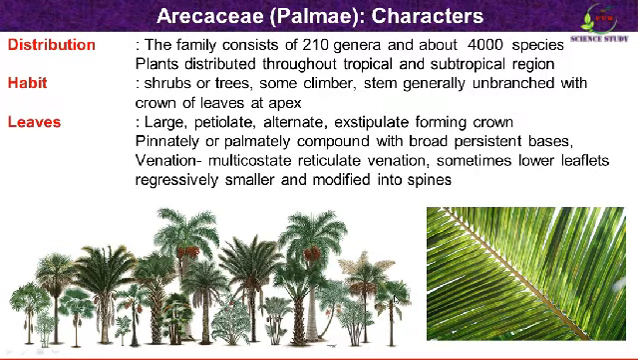Then about leaves. Leaves are large. You can see the large leaves here. It contains petiole and so described as petiolate. They are generally alternately placed. They are exstipulate, forming crown at the tip of the stem, as we have already discussed. They are pinnately or palmately compound with broad persistent leaf bases.